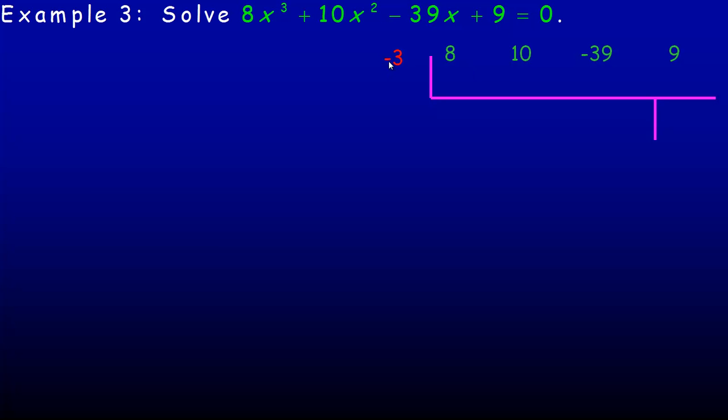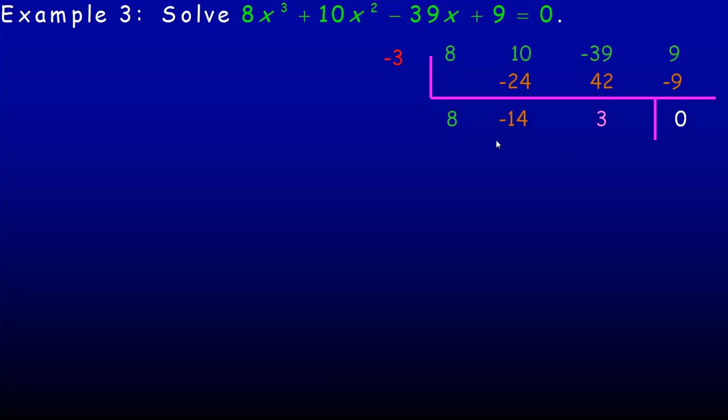And so I'm going to try negative 3 here, so we're checking to see if x plus 3 is a factor. And so we'll bring the 8 down, and 8 times negative 3 would be negative 24 here. 10 and negative 24 add to negative 14. So multiply the negative 14 by the negative 3, and of course that's going to be positive 42. And 42 added to negative 39 is 3. 3 times negative 3 is negative 9, and the 9 and negative 9 add to 0, and that's your remainder. So through trial and error, maybe you might try a couple of numbers that don't work first, but you're looking for ones that do give you a remainder of 0.